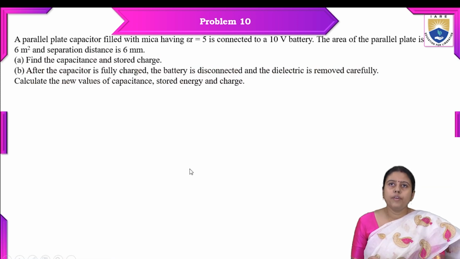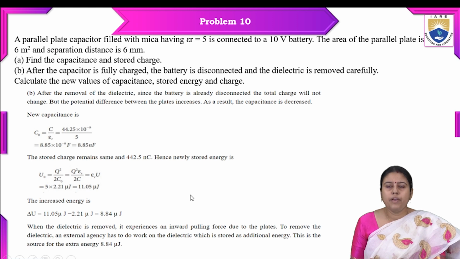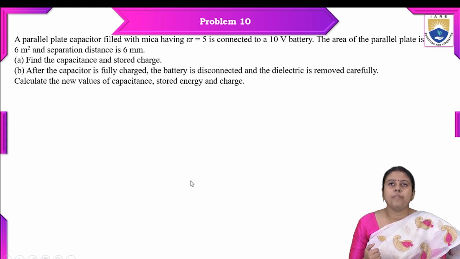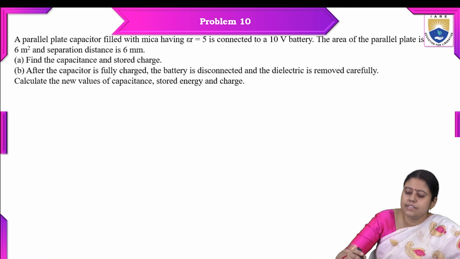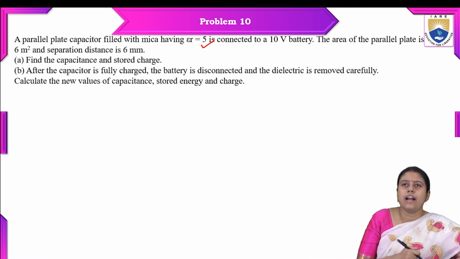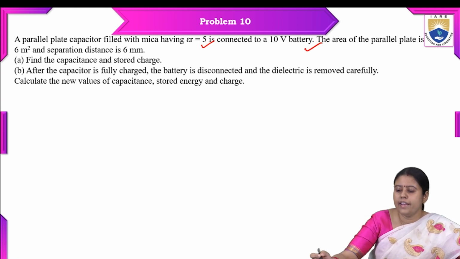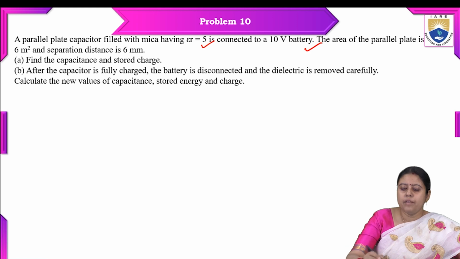Now, we discuss problem number 10. A parallel plate capacitor with mica having epsilon R equal to 5 is connected to a 10 volt battery. The area of the parallel plate is 6 meter square and the distance is 6 millimeter. Find the capacitance and stored charge.